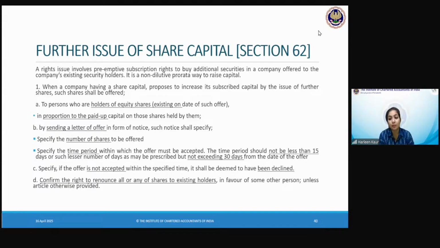What is the meaning of ESOPs? Can anyone tell me? Have you ever heard the word ESOPs? What does the word ESOP stand for? Employee stock options. Excellent.